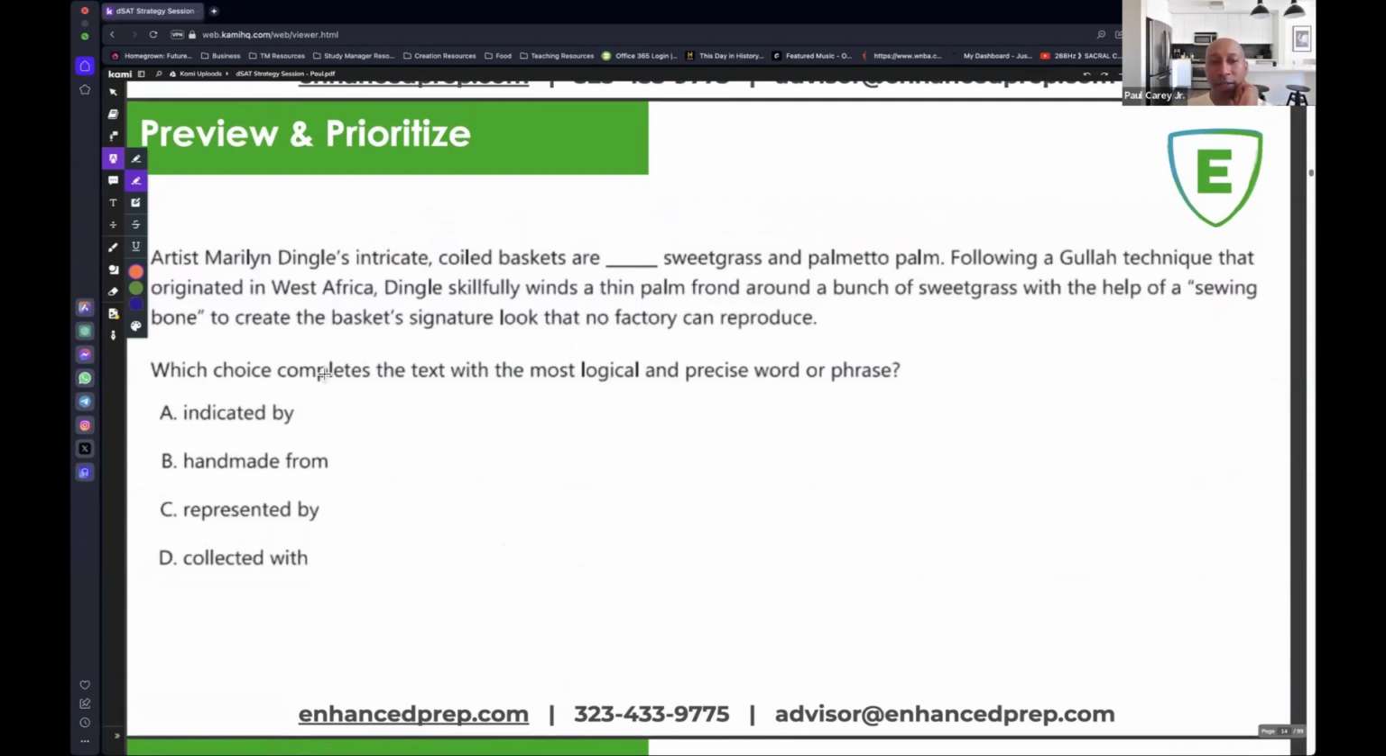So with words in context, we actually have a really cool strategy. What we try to do is we try to not read those answer choices to start, right? And we try to figure out what we would put here instead. And then we can use our process of elimination to get rid of answer choices.